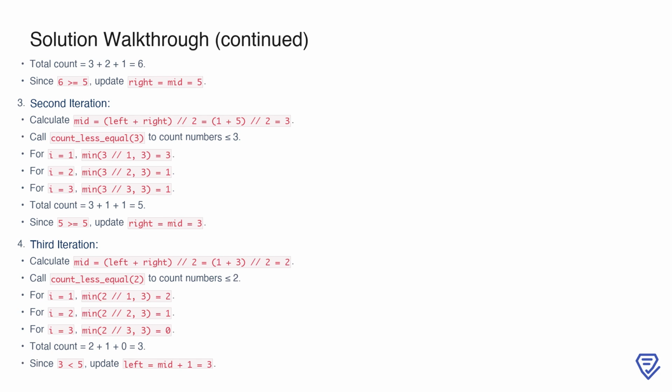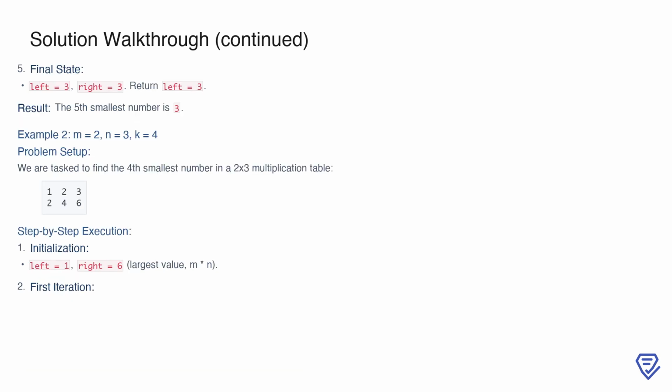In the third iteration, we calculate mid equals (1 + 3)//2 equals 2. Calling count_less_equal 2 gives a count of 2 from the first row, 1 from the second, and 0 from the third, resulting in a total count of 3. This time, the count is less than k, so we update left to mid plus 1, making left equals 3. Now that the binary search has converged with left equal to right, we conclude that the fifth smallest number in the table is 3.